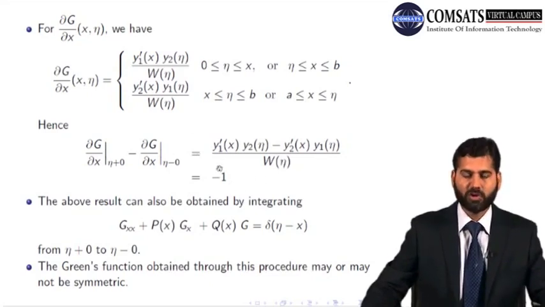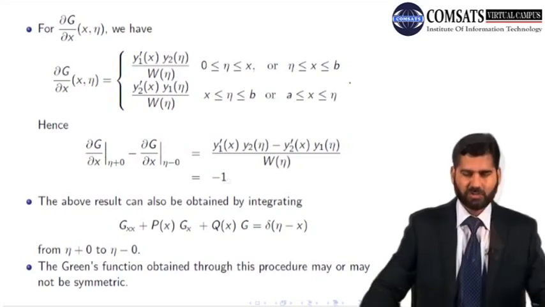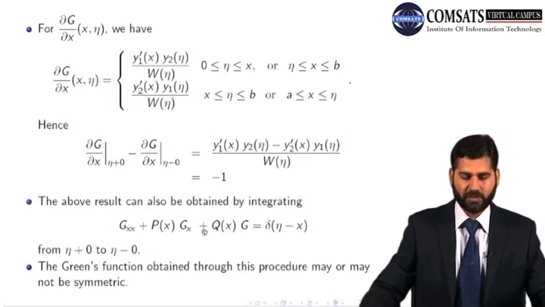This result can also be obtained by integrating your original Green's function equation. If you integrate this once, you will exactly arrive at this condition, which is -1. And we know that the Green's function always satisfies this jump condition, a downward jump. So this jump condition can also be obtained by integrating the Green's function equation. That is very easy. We have done this in the last lecture, so it's similar.